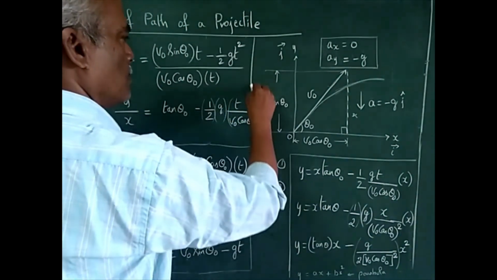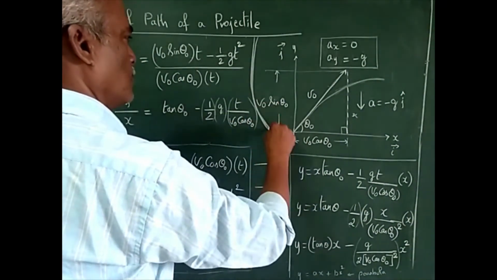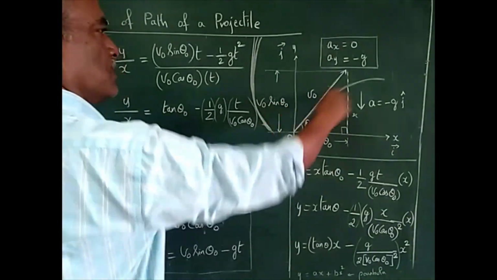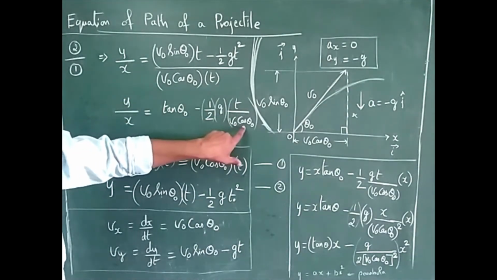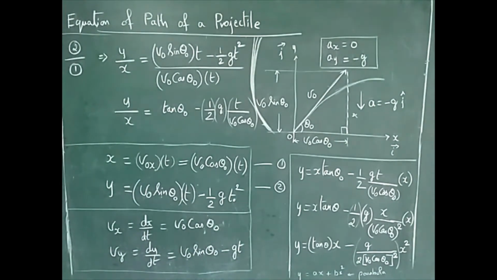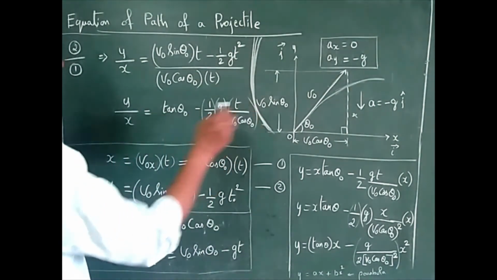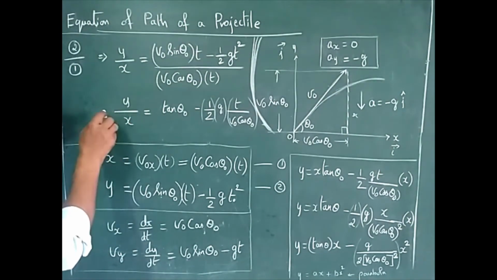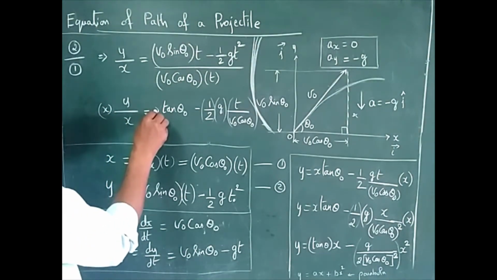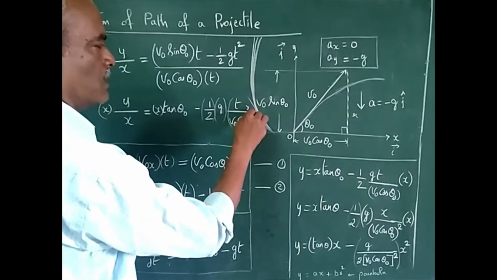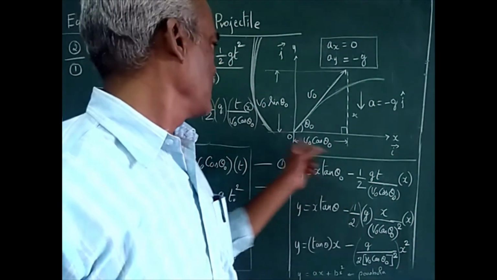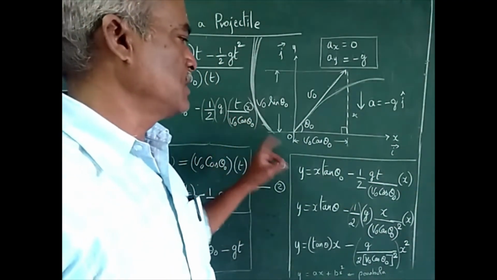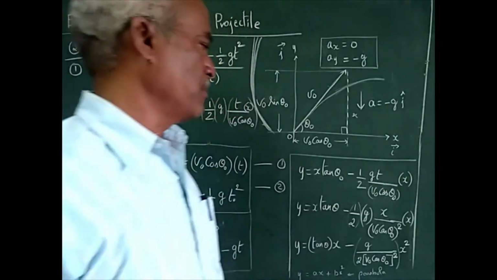This is with respect to this diagram. Now we have y by x is equal to tan theta naught minus half g t by v naught cos theta naught. Now what you do is multiply throughout by x. This is multiplied with x, this is multiplied with x, and this is also multiplied with x. So that's what is written here: x into tan theta naught minus half g t by v naught cos theta naught into x we have multiplied.